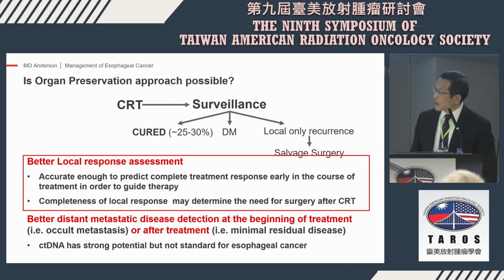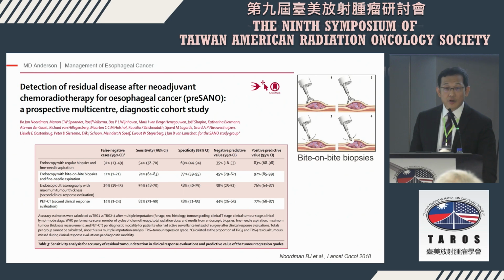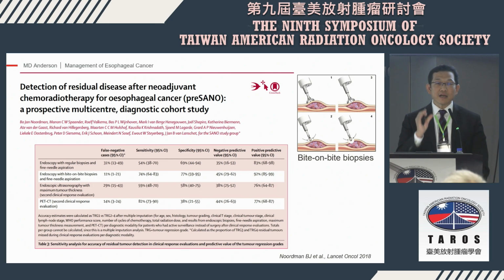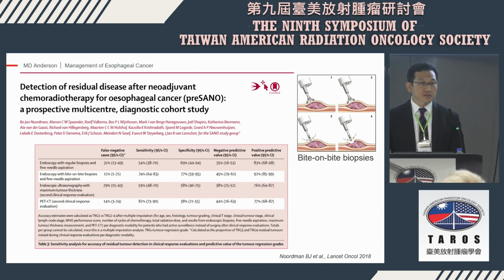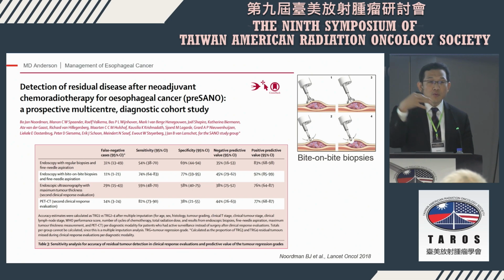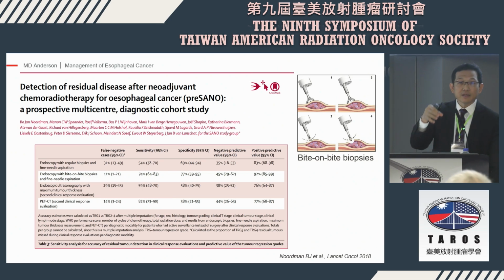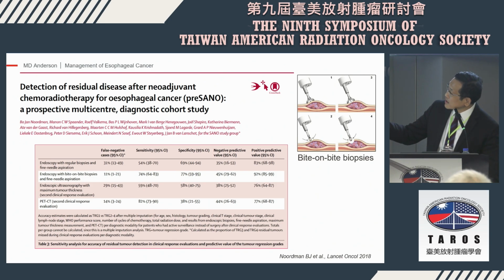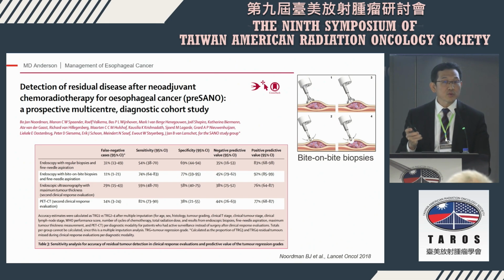All right. So how do we get better local response assessment? The Europeans, and this is from the Netherlands, are trying to see how we can assess which patients have residual disease and which will benefit from surgery, right? They did a pre-SANO study. After chemoradiation, they went back to the tumor and did another biopsy called a bite-on-bite biopsy, going deep into the area to see if there is potential residual disease underneath. If you do an initial bite, you probably only look at the superficial area. But if you do an additional bite, you might get to the residual disease, which is kind of embedded.